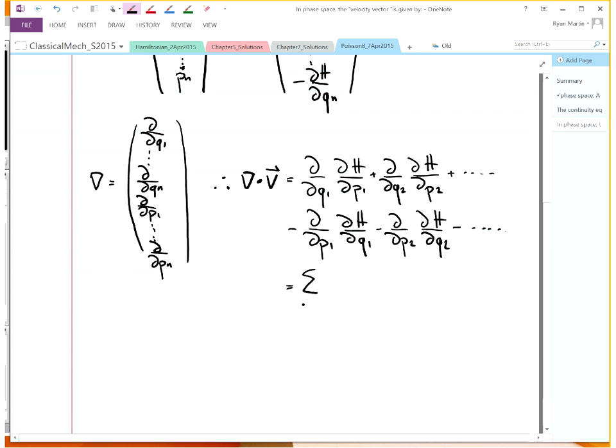Okay? Well, I'll write this a little bit more compactly as a sum from i equals 1 to n. The first terms look like ∂/∂qi times ∂H/∂pi, and the second term will look like minus ∂/∂pi ∂H/∂qi.